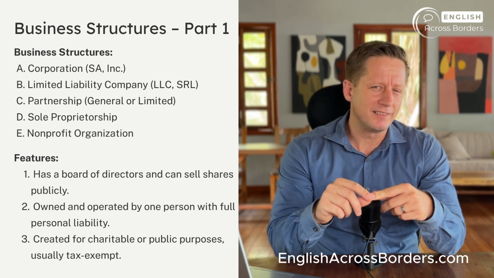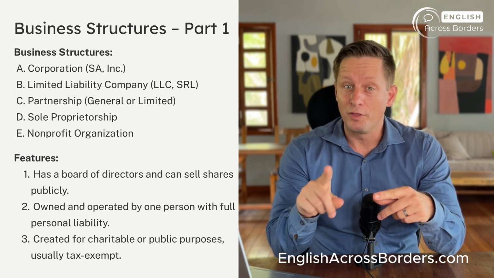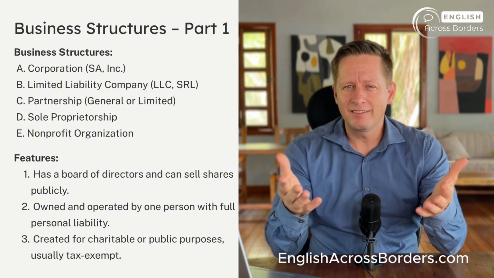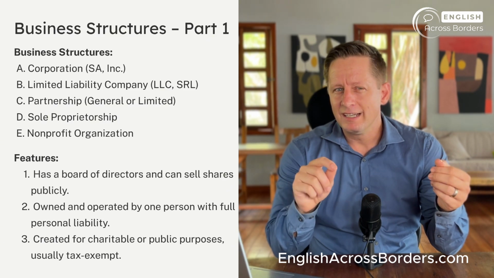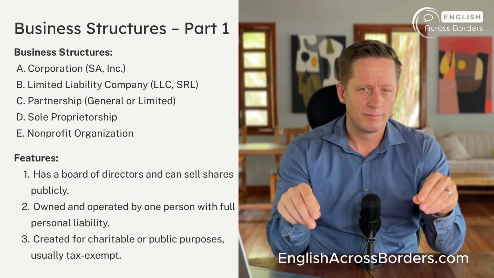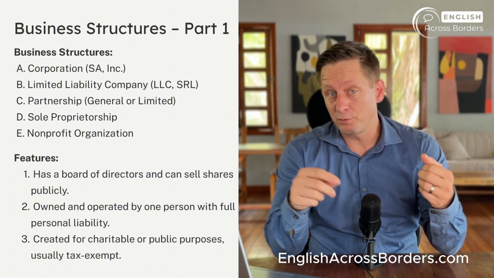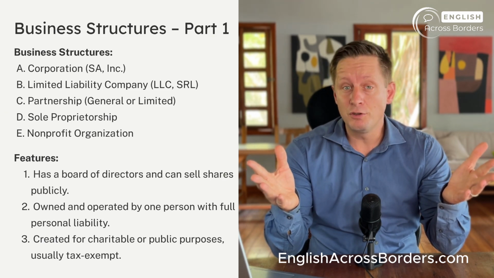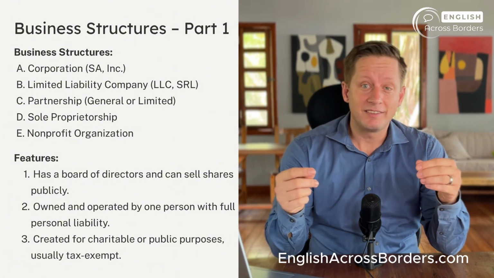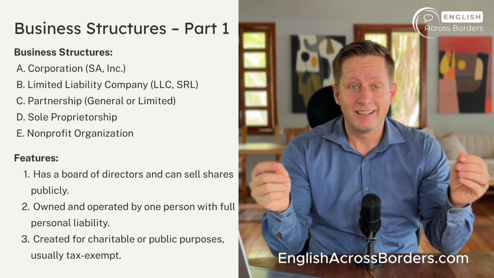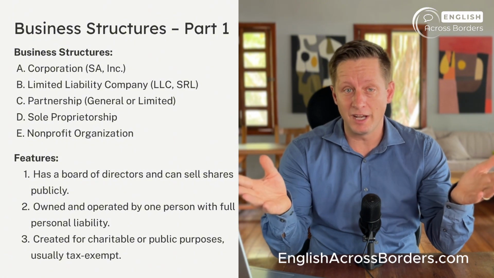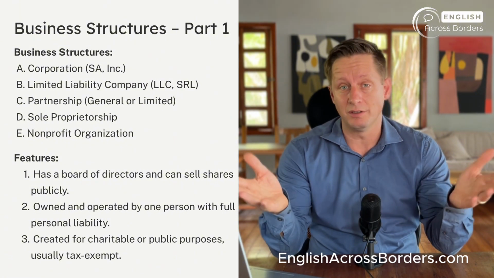Next, which type of business is owned and operated by one person with full personal liability? That's D, sole proprietorship. This is the simplest business form, but be careful. If the business has debts or gets sued, the owner is personally responsible. Now, which type of organization is created for public or charitable purposes and is usually tax exempt? That's E, nonprofit organization. These entities don't distribute profits to owners. Instead, they reinvest in their mission. In Costa Rica, for example, you can think of foundations or associations. There are also charities or educational institutions.